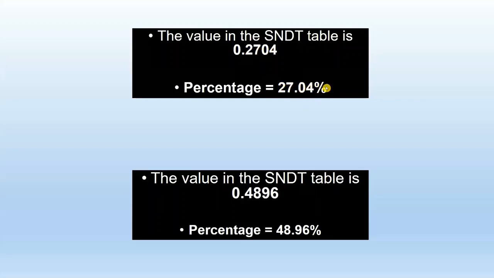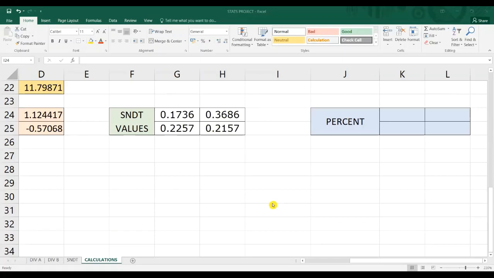Same way, another example, if the SNDT value is calculated to be 0.4896, once you convert it into percentage, it will become 48.96%. So now let us do this for our 4 SNDT values. So coming back to our calculation table, the 4 SNDT values that we had found using the SNDT table were these. Now let us simply convert them into the percentage.